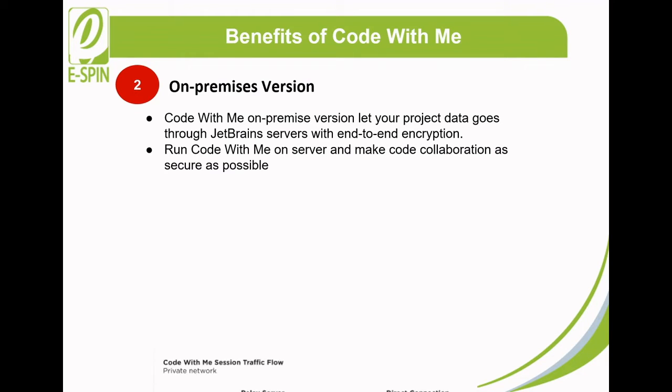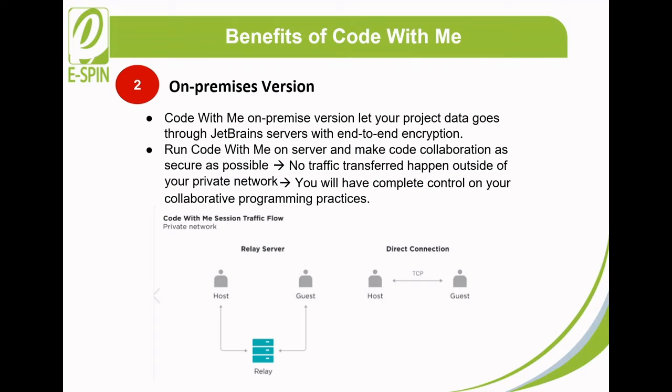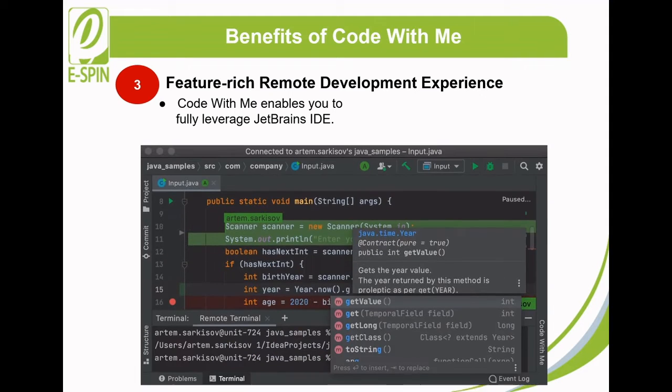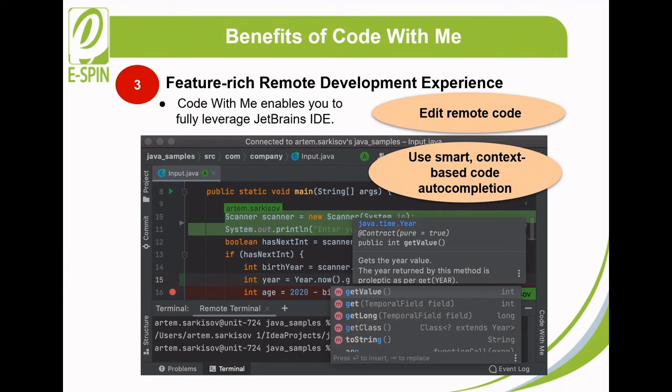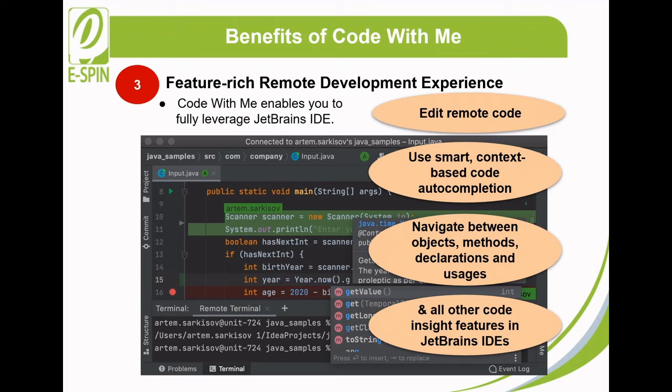You can also run Code With Me on your own servers to make code collaboration as secure as possible, with no traffic transferred outside of your private network. This lets you have complete control over your collaborative programming practices. 3. Feature-rich remote development experience. Code With Me enables you to fully leverage the JetBrains IDE. Therefore, you can do more than edit remote code, which includes using smart context-based code auto-completion, navigating between objects, methods, declarations, and usages, and all other code insight features that people love in JetBrains IDEs.